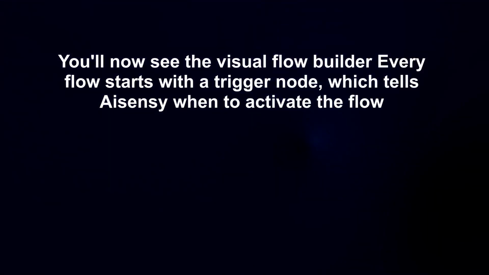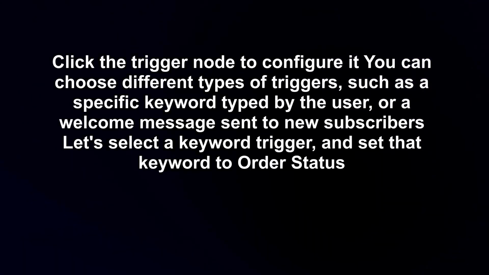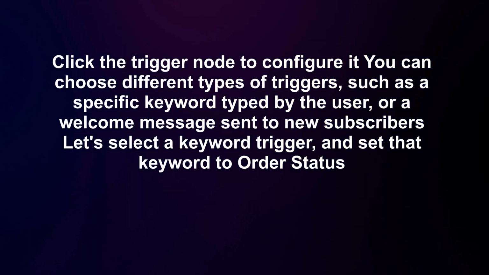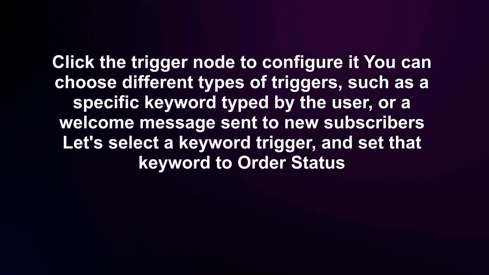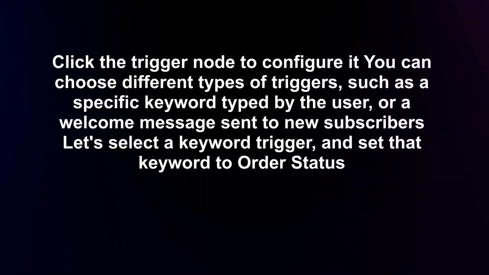Every flow starts with a trigger node, which tells Aisensy when to activate the flow. Click the trigger node to configure it. You can choose different types of triggers, such as a specific keyword typed by the user, or a welcome message sent to new subscribers. Let's select a keyword trigger, and set that keyword to order status.